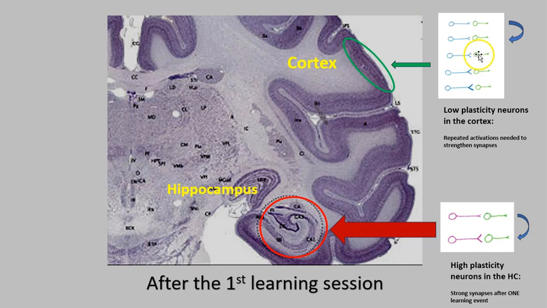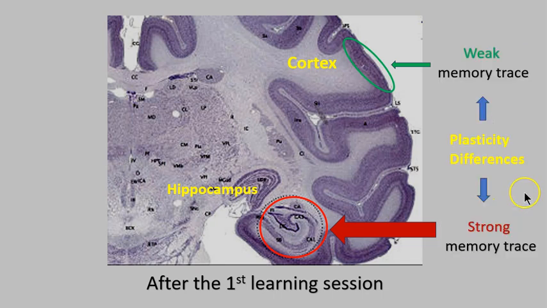By contrast, look at what we're seeing up here in the cortex, that with one learning event, we only get a marginal increase in synapse strength. And the way we would explain this is to say that the cortical neurons have lower plasticity. They're going to require multiple activations to really strengthen them. So we have a difference here. We have a difference in plasticity.